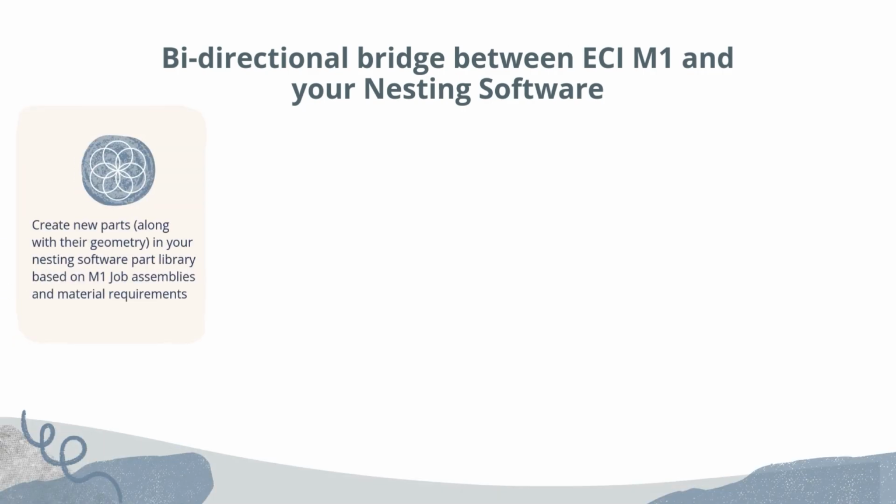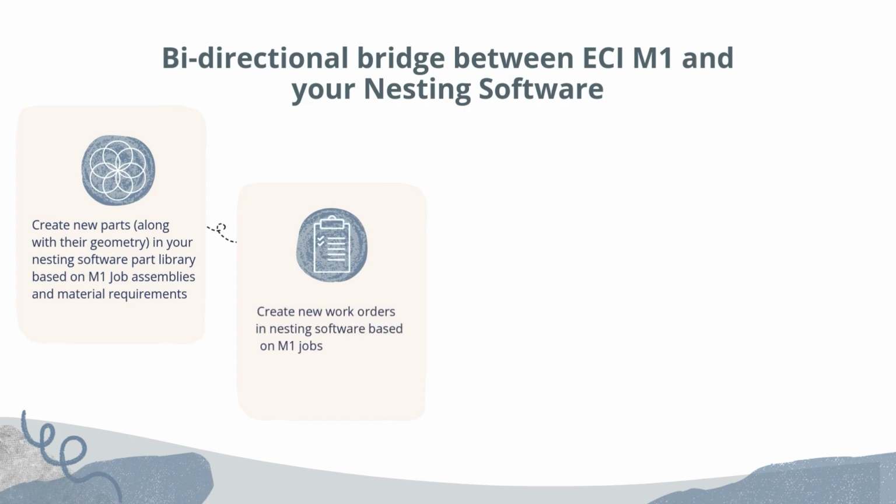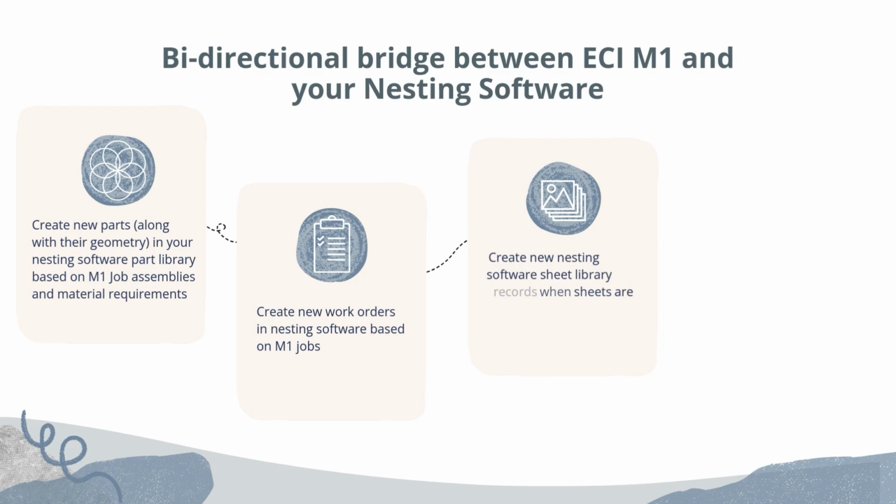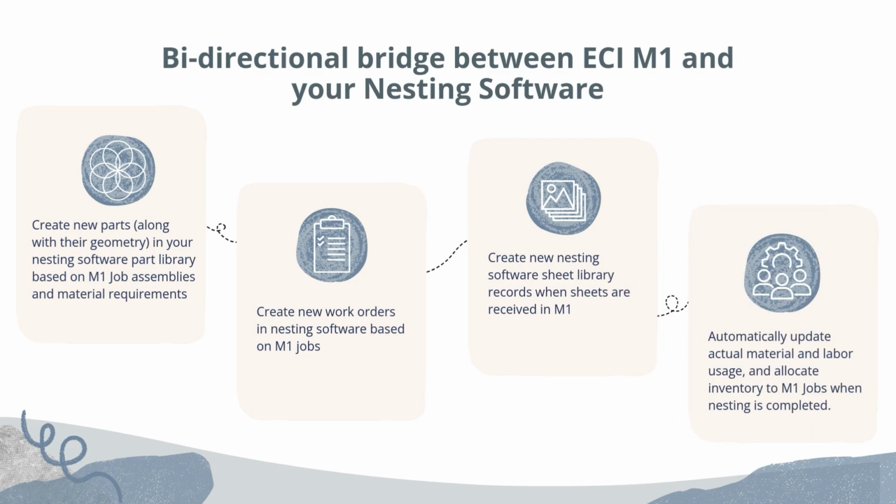So to summarize the benefits of NestLink, by creating all of these parts inside of the nesting software automatically, and by automatically creating those transactions or updating the actual material usage and cutting time back into M1, we can eliminate a lot of manual data entry and manual reporting that we would otherwise have to do. We can also ensure very accurate information between the two systems, and accurate job costing and inventory in my M1 environment, due to the fact that NestLink is consuming material based off of actual quantities and not an engineering estimate or an estimated scrap factor.